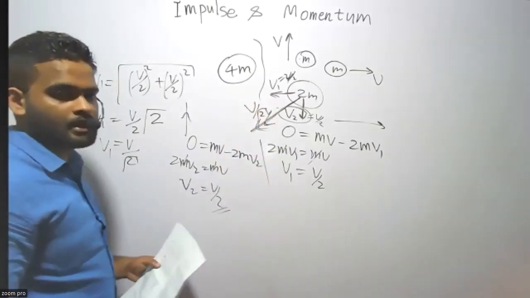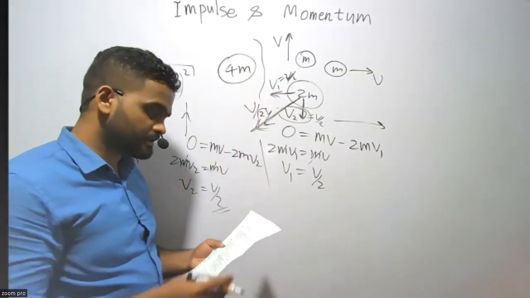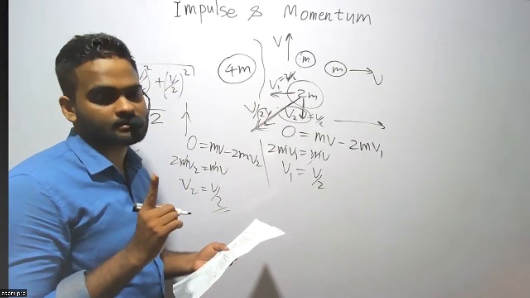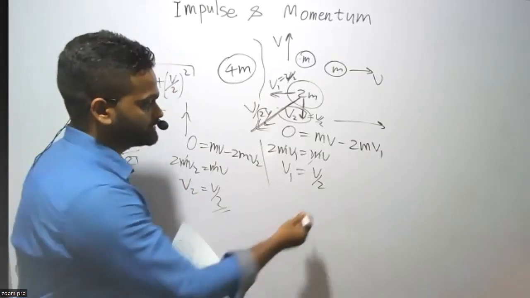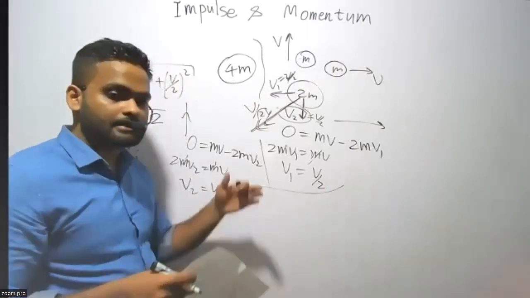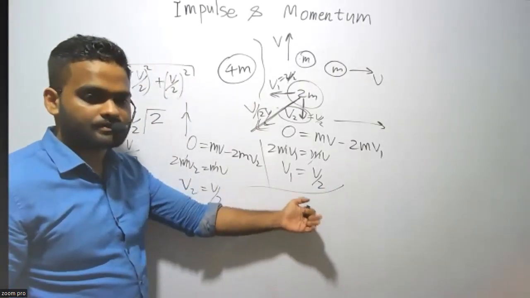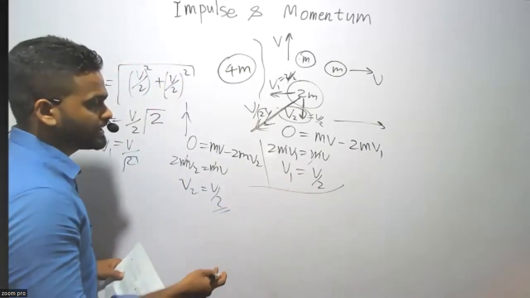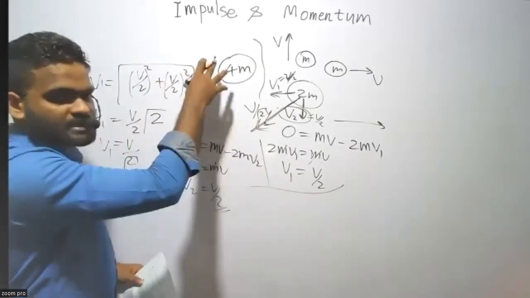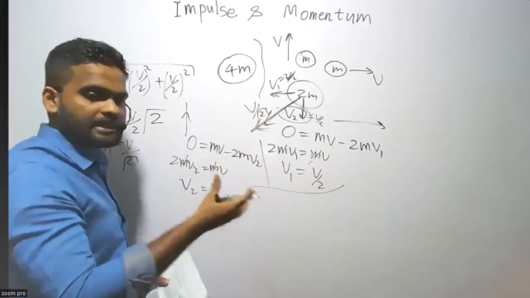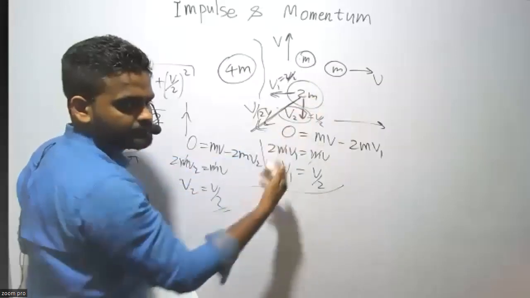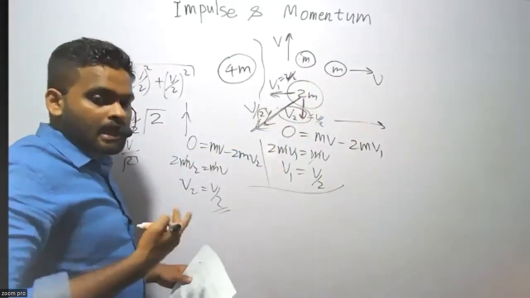Okay, right. What they ask is the total kinetic energy released. So you have to get the change of kinetic energy. Initially the bomb is at rest, so kinetic energy is 0. Then you just have to calculate the total kinetic energy here. So that is going to be the kinetic energy released.